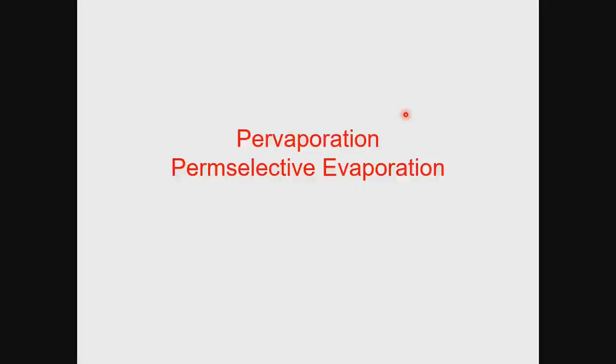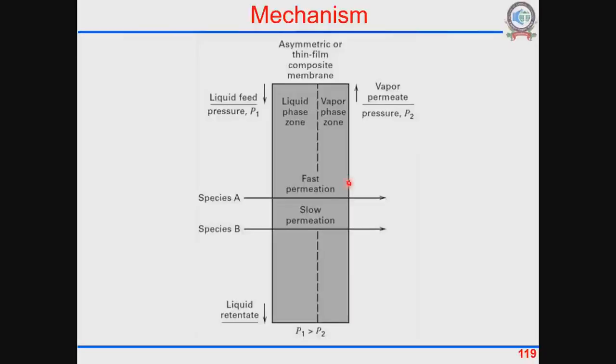Very quickly, in terms of pervaporation, so this is called pervaporation. The reason being, it is called perm-selective evaporation. So imagine this is the membrane, this is the feed side. Now the rate or flux is related to the partial pressure difference. So if I take a particular membrane, the partial pressure difference would be what governs the flux for permeation.